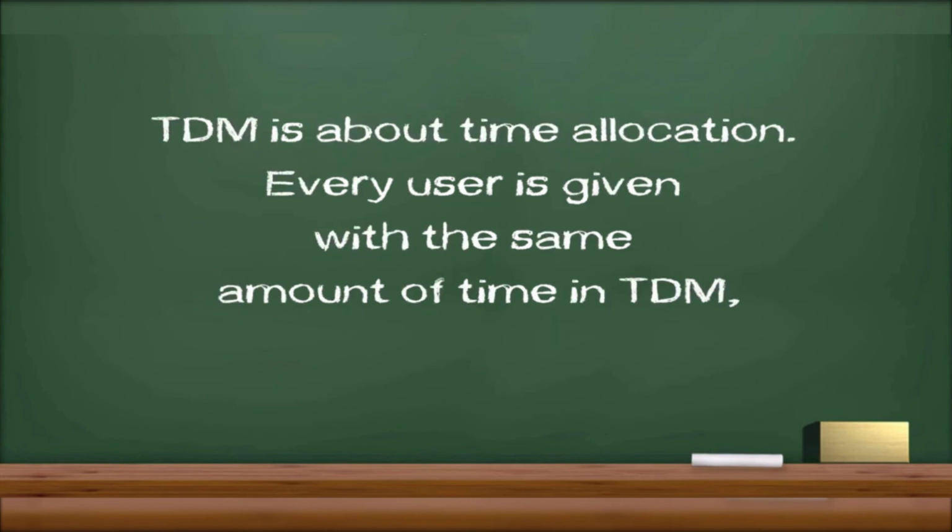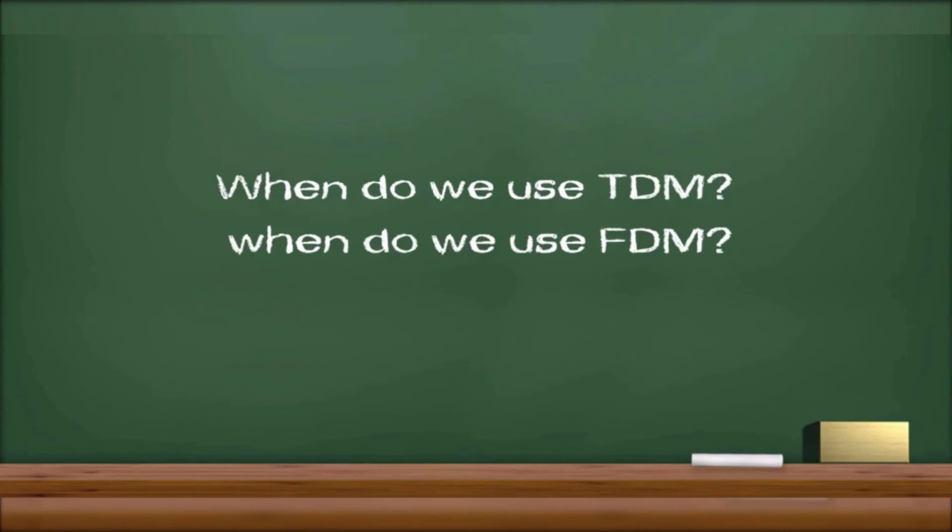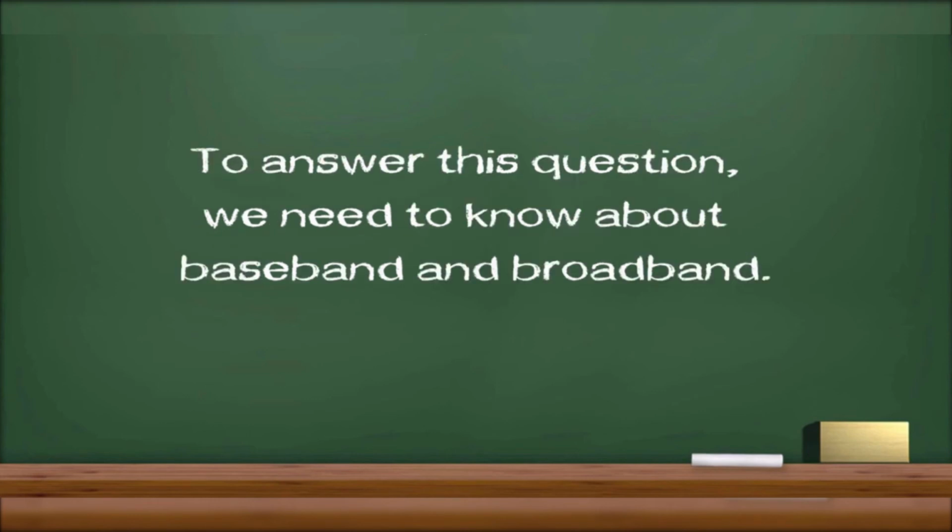TDM is about time allocation. Every user is given the same amount of time in TDM, or a different amount of time in statistical multiplexing. You may ask, when do we use TDM and when do we use FDM? To answer this question, we need to know about baseband and broadband.